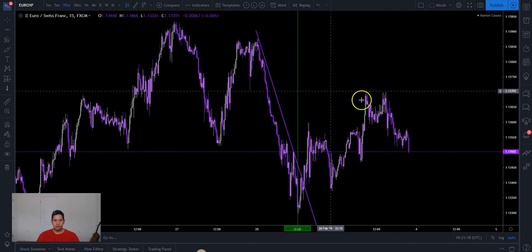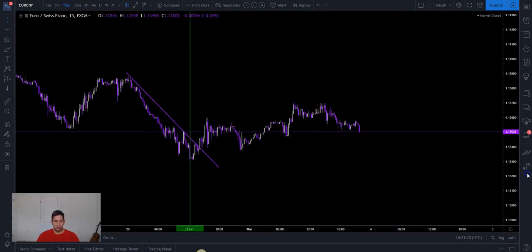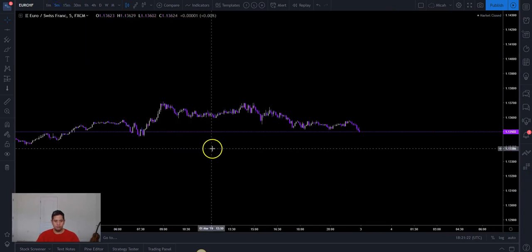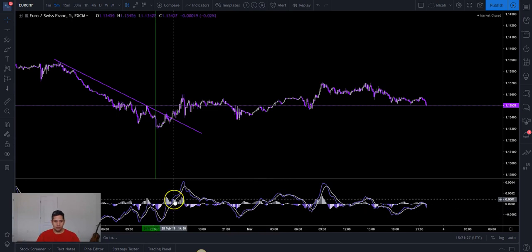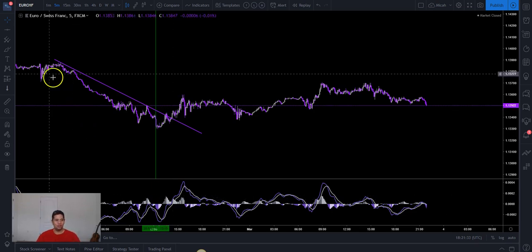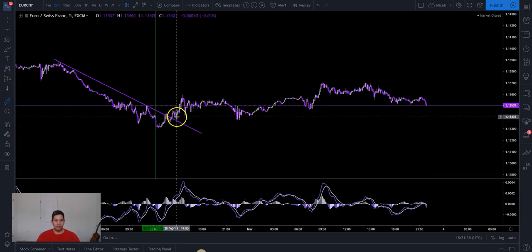Drop down to the 15 for entry. Oh, sorry, to draw your trend line. You drop down to your 5-minute for entry. And here was the crossover, and you can see it's repetitive. Every time you get the break of trend line and you get the crossover, that's your entry. So let's see how that did.